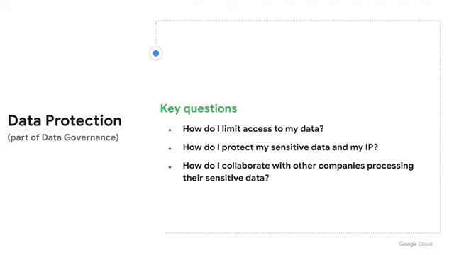Now, data governance has many different facets, and today we'll talk about one of the most important pillars, which is data protection. We want to focus on some key questions that come up when our customers think of data protection, and questions such as organizations wanting to limit access to data, both internally and externally. They also at times want to protect their sensitive data and their intellectual property. And at the same time, organizations don't want to limit their ability to collaborate on data with external parties. And we're precisely going to give you a blueprint to answer these questions for your organization.